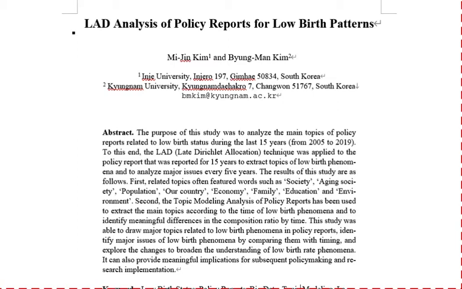This study was able to draw major topics related to low birth phenomena in policy reports, identify major issues of low birth phenomena by comparing them with timing, and explore the changes to broaden the understanding of low birth rate phenomena. It can also provide meaningful implications for subsequent policymaking and research implementation.